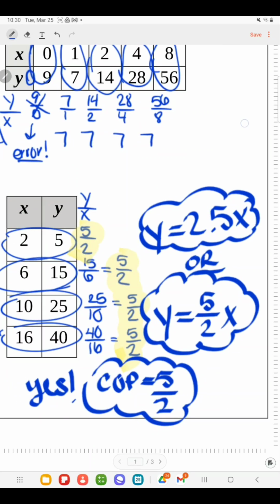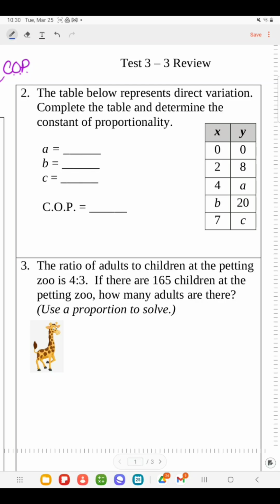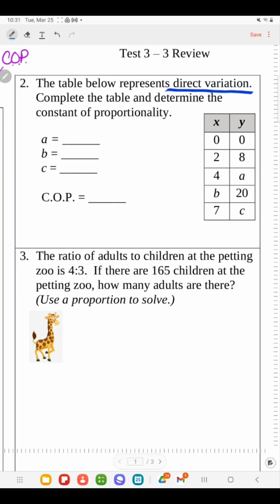Okay, let's try number 2. The table below represents a direct variation. So they're already telling you, yes, it is a direct variation, which means they should have a constant of proportionality. We can calculate that to figure out how to get from x to y. What are we multiplying? And the only pair that's completed here is 2, 8. So we're going to use that one first.